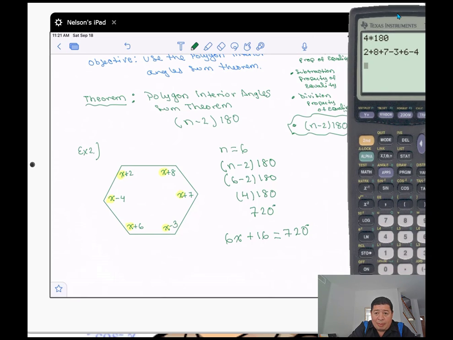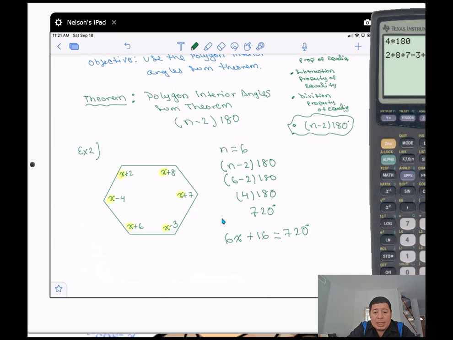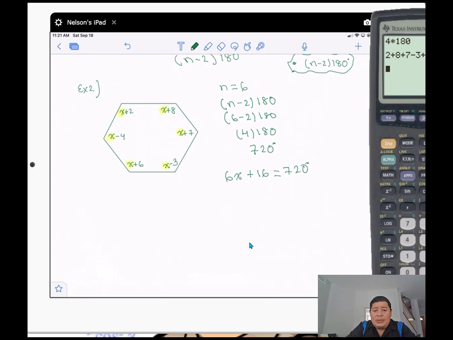At this time, I recommend you pause the video and solve for the value of x. So what we're going to need to do next is solve for the value of x. So we are going to subtract 16 from each side. These two cancel each other out. 6x is going to equal 720 minus 16. Please follow along. That's going to make 704.